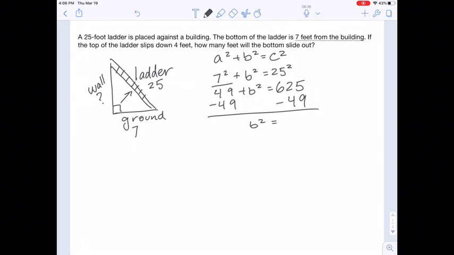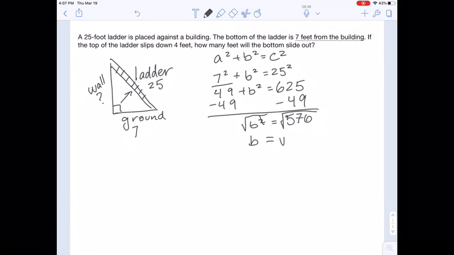And then we get b squared equals, and then 625 minus 49 is 576. To find how tall the wall is, what do we have to do as our last step? We have to take the square root of both sides. So taking the square root of both sides, all we're left with on this side is just b. And here we're left with the square root of 576.